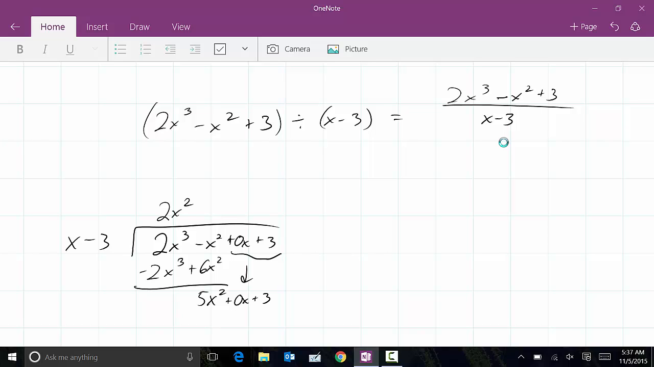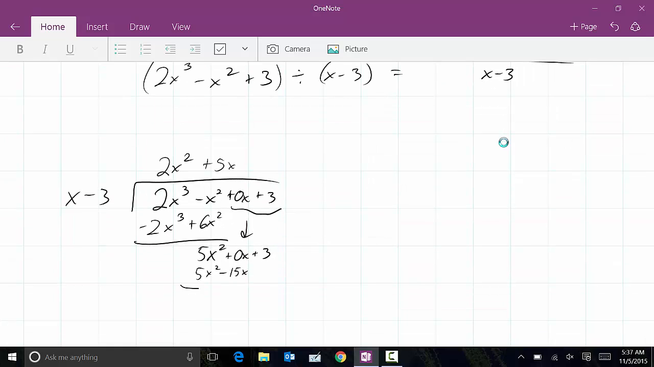I'm going to go through the process again. What do I need to multiply x by to give me 5x squared? That would be 5x. So 5x times x is 5x squared, and 5x times negative 3 is negative 15x. Now I'm going to change all my signs and add down, and I'm going to get 15x, and then I'm going to bring this 3 down, and I have plus 3.